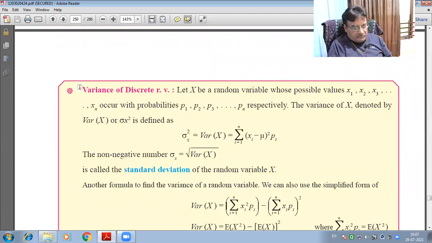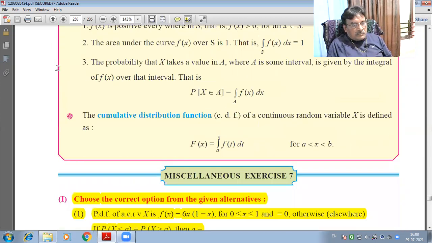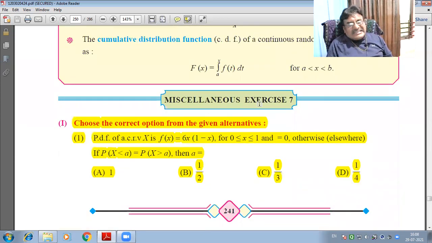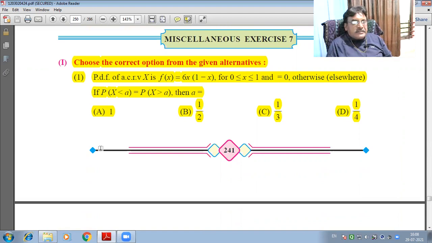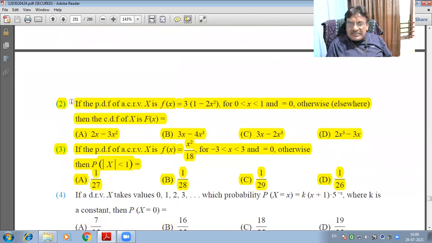Next, Miscellaneous Exercise 7. Multiple choice question first is deleted. Multiple choice question second is deleted. Multiple choice question third is also deleted.